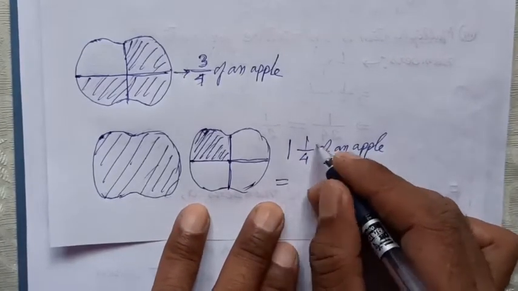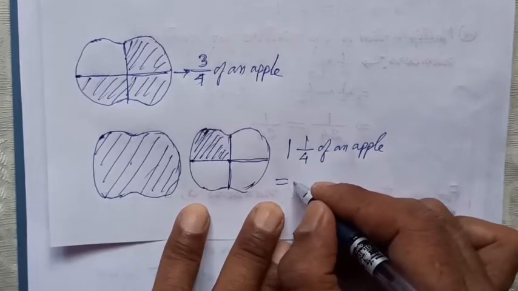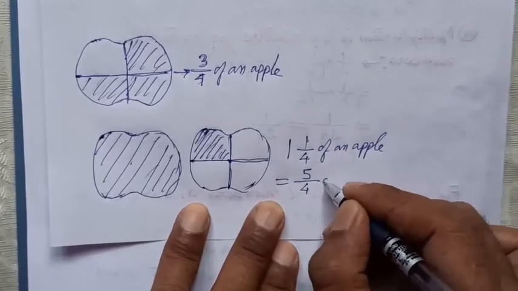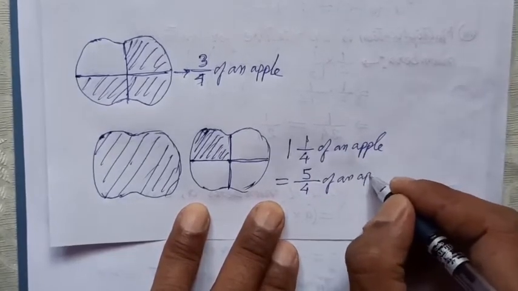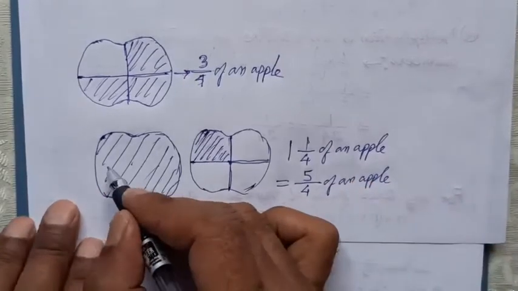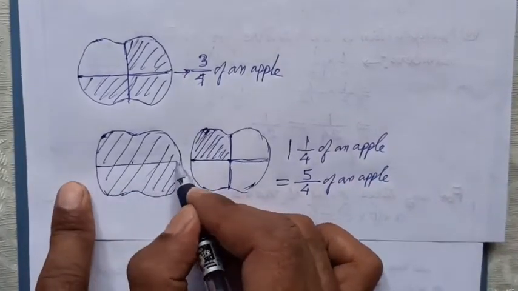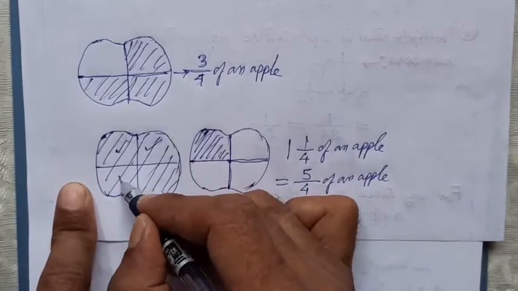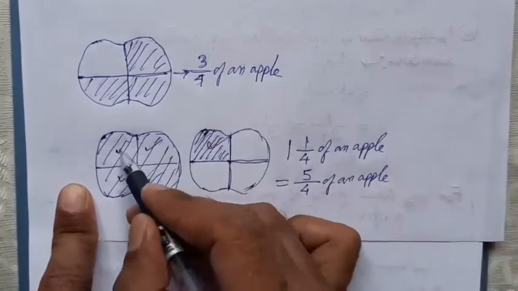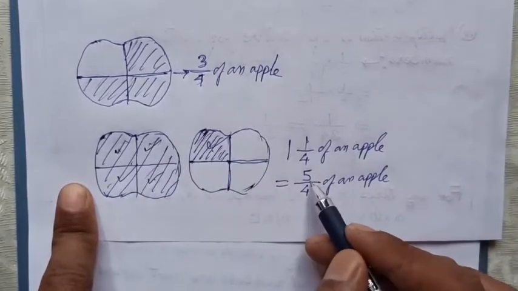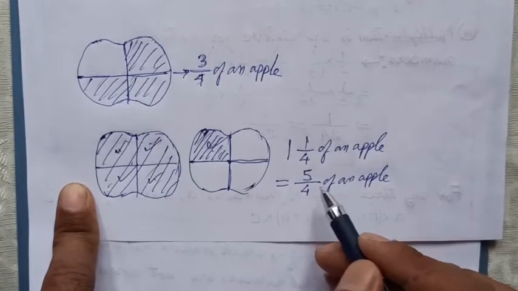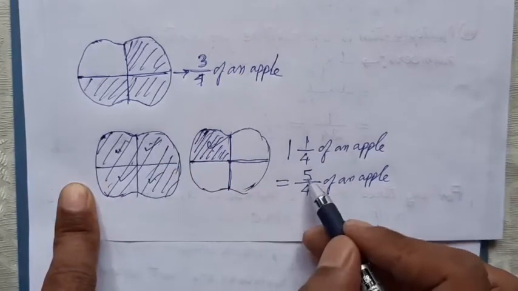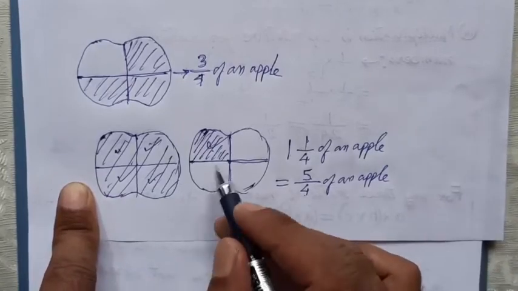If we convert this mixed fraction into improper fraction, 4 times 1 is 4, plus 1 is 5. Now this is 5 by 4 of an apple. And we can think the first apple I'm dividing into 4 equal parts. Now I have taken this also, this also, this also, this also, and this: 1 2 3 4 5. So 5 parts I'm taking, and since an apple is divided into 4 equal parts, so 5 by 4 of an apple I'm taking here.